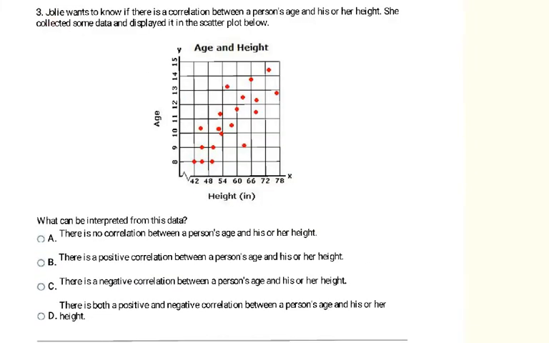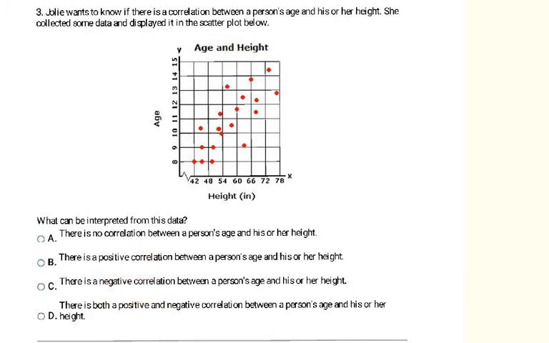In this example here, Jolie wants to know if there's a correlation between a person's age and his or her height. She collected some data and displayed it in the scatter plot below. We have age and height, age on the Y and height on the X. What can be interpreted from this data? Is there no correlation, positive correlation, negative correlation, or both?